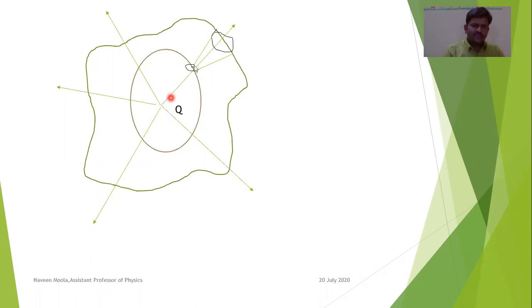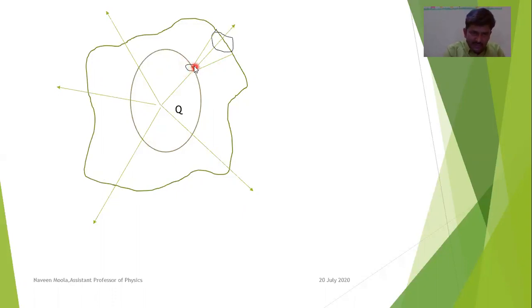Then the electric flux will go out. I draw these lines because electric lines of force will spread over the entire surface. We need to calculate the electric flux coming out of this outer surface. For that, I am assuming a sphere inside. It is an imaginary sphere.